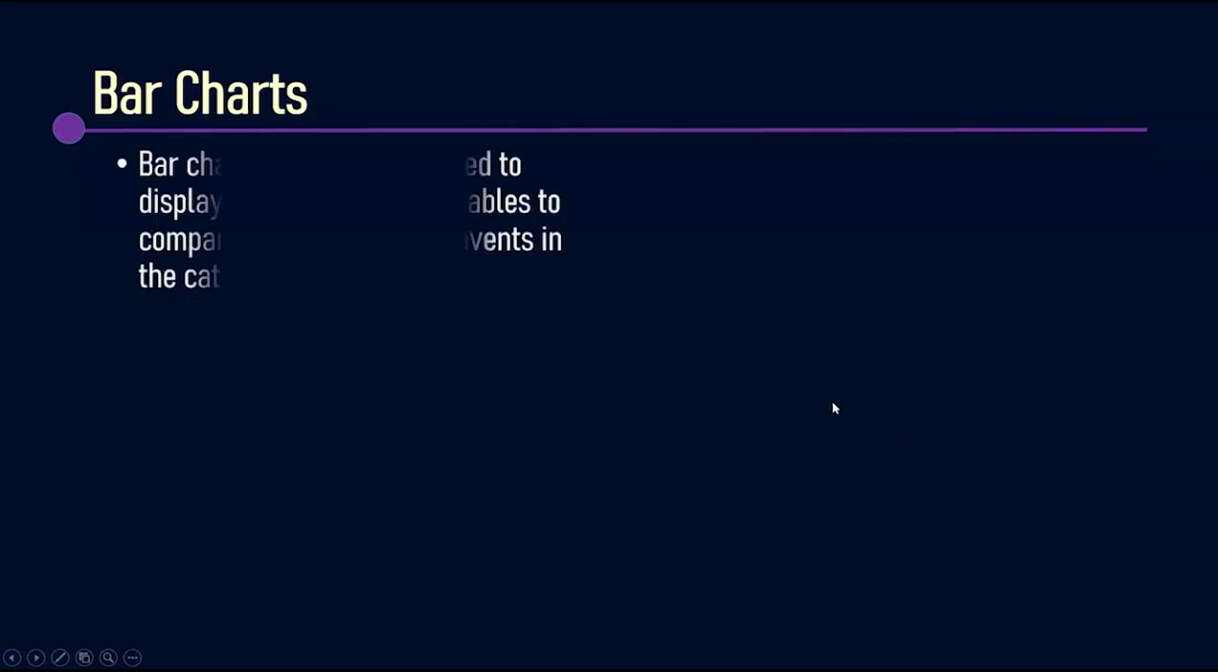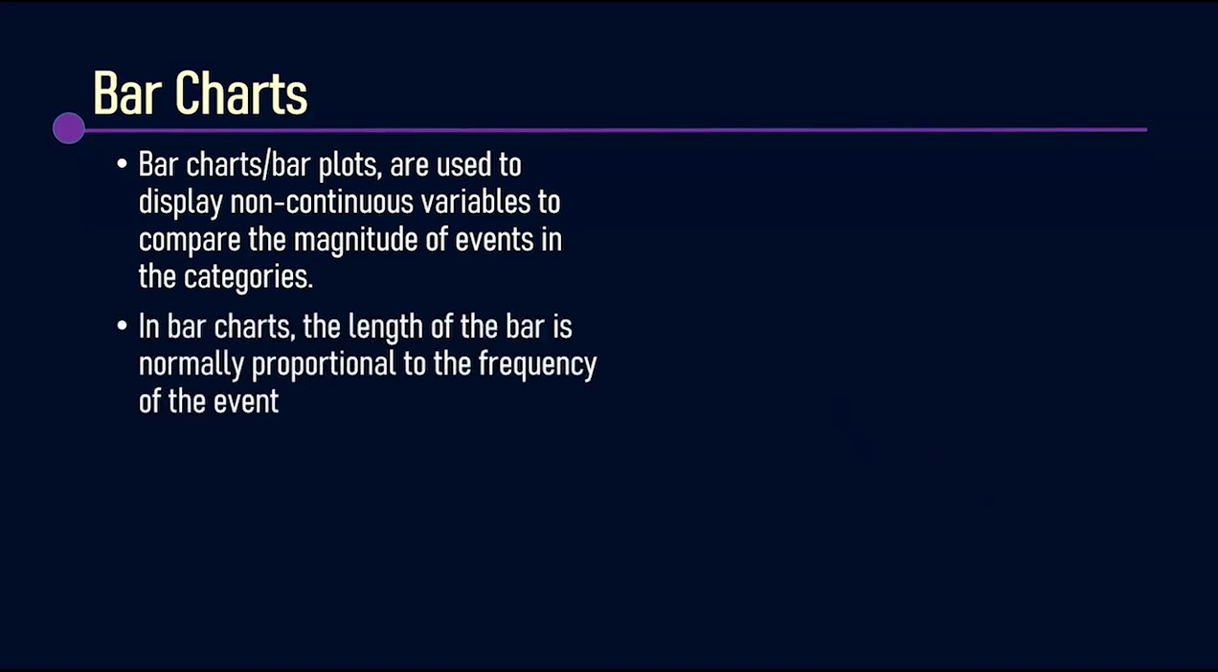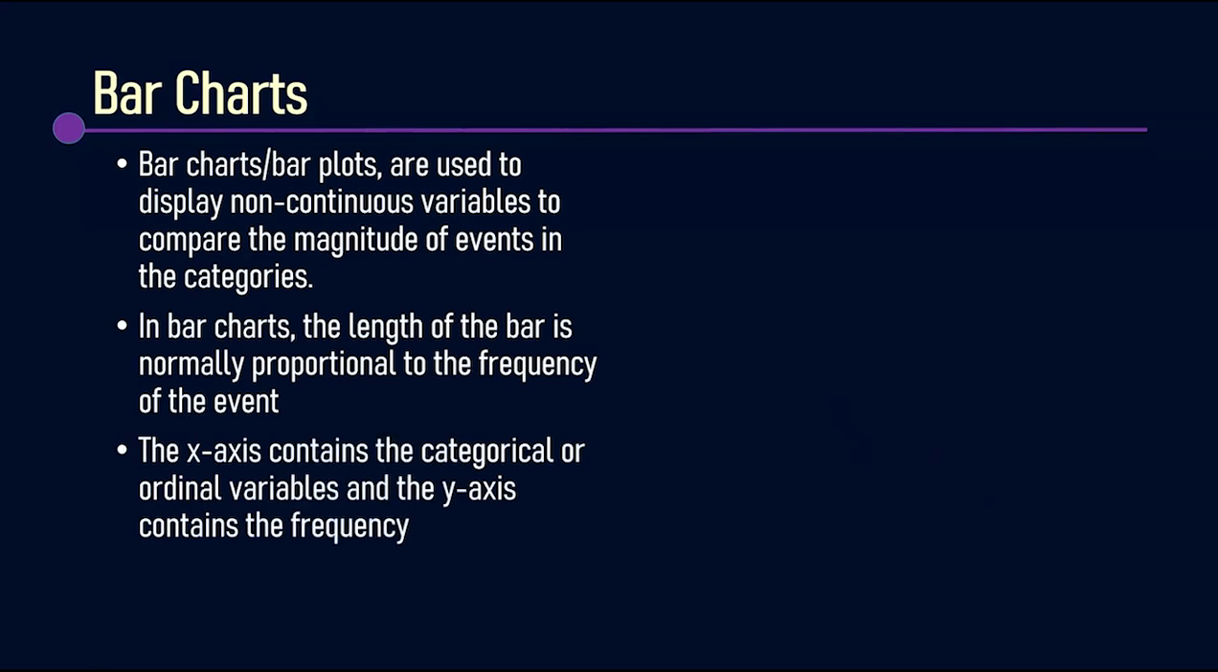Let's talk about the bar chart. Bar charts, also called bar plots, are used to display non-continuous variables to compare the magnitude of events in the categories. So typically for ordinal data or categorical data, you use bar charts. In bar chart, the length of the bar is normally proportional to the frequency of the event. The more frequent the event, longer the bar. The x-axis contains the categorical or ordinal variable, as I said earlier, and the y-axis contains the frequency.